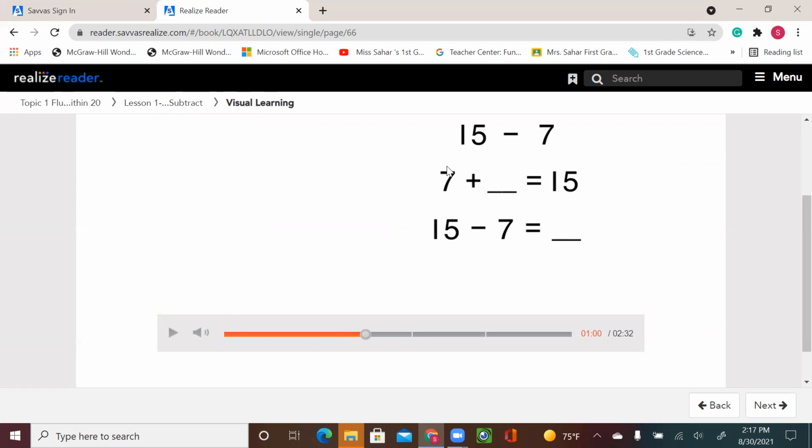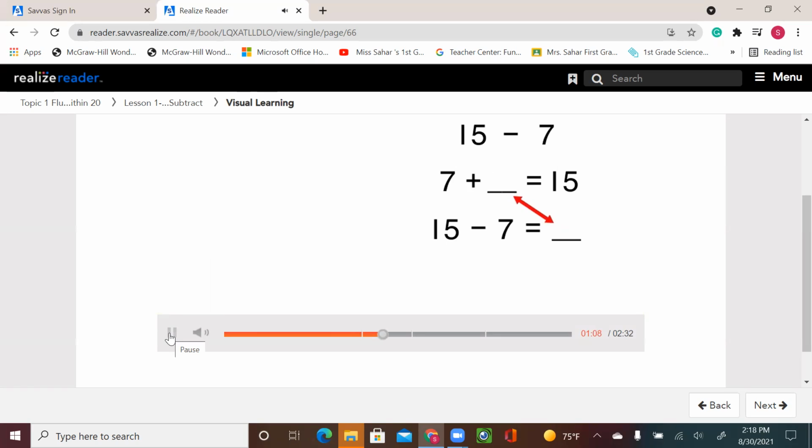So over here, we're looking for 7 plus something that will give you 15. And if I find this answer, that means 15 minus 7 will be the same number I found here. Because remember, these are all the numbers I'm working with. So it's going to be 7 plus 8 equals 15. That means 15 take away 7 would be, again, the 8. Very good. The missing number is the same in both number sentences.